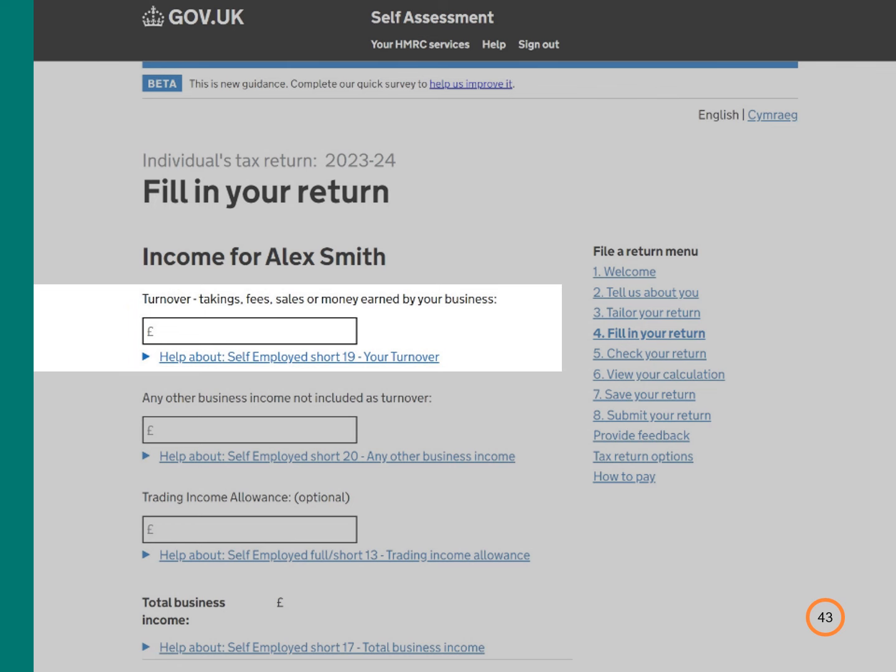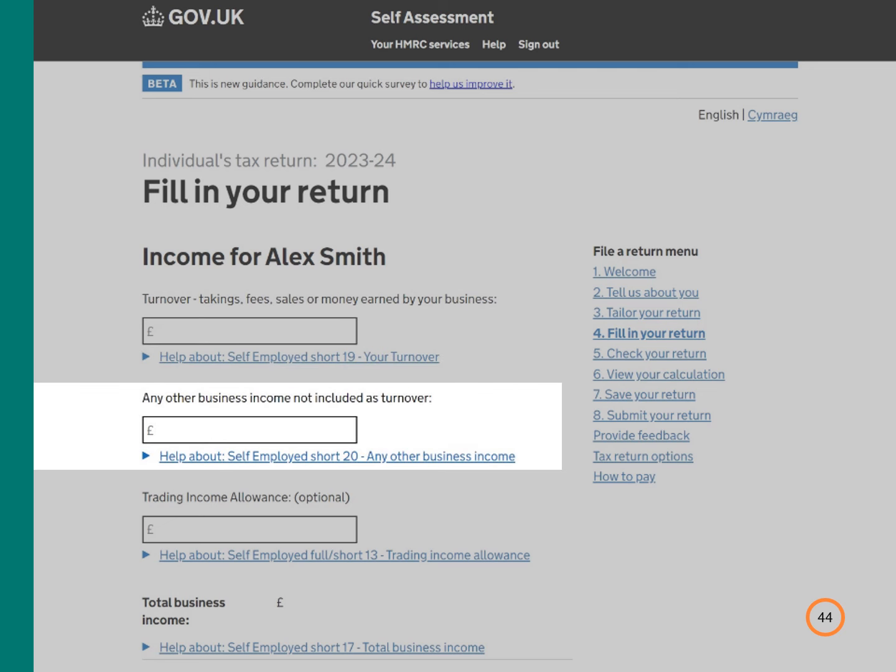The first box on this next page is for the turnover of your business in the period up to your accounting date. If you are using traditional accounting, this may include money that's due to you but not yet paid. Enter any other business income that doesn't form part of your turnover here. For example, this could include rental income from letting part of your business premises or payments for the right to cross your land. Don't include income that you intend to include elsewhere in your tax return, such as business bank interest received.